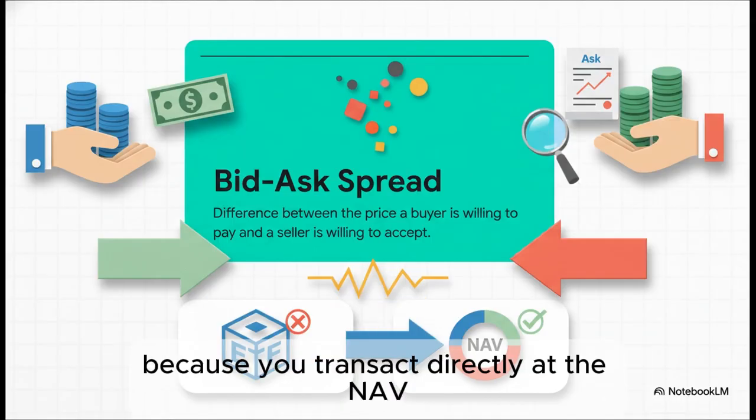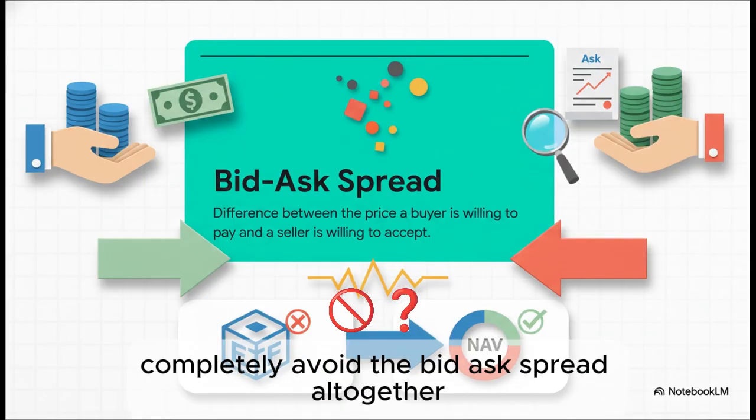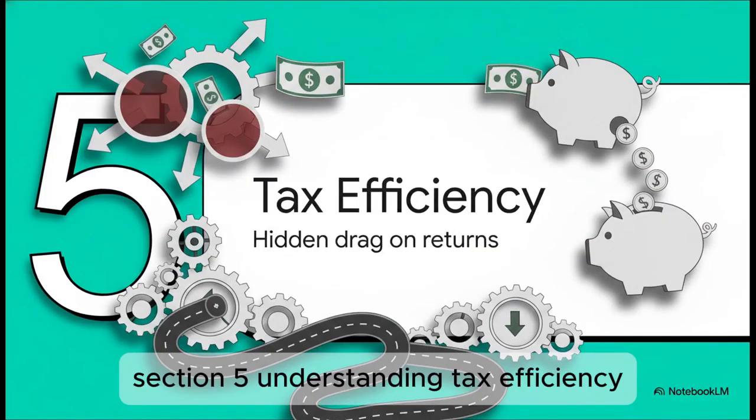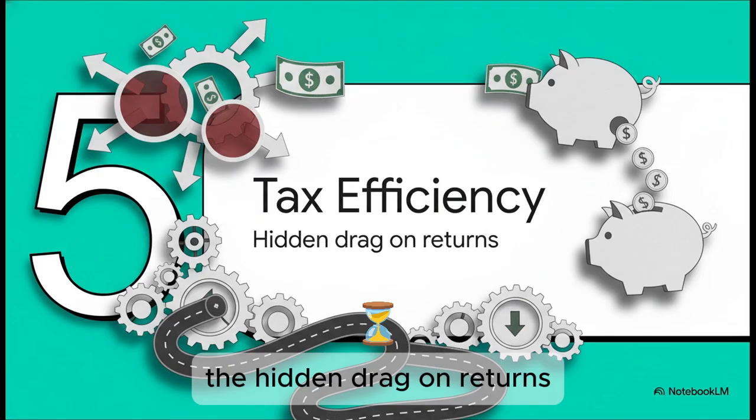Mutual funds, because you transact directly at the NAV, completely avoid the bid-ask spread altogether. Section 5, Understanding Tax Efficiency, the hidden drag on returns.